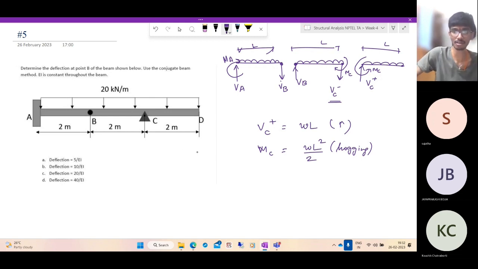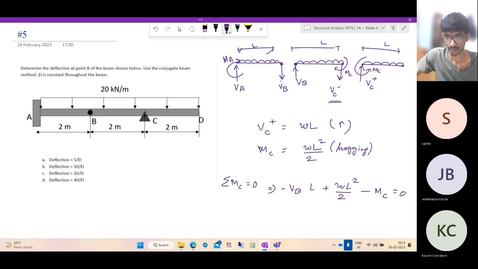So let's find out what is VB. To find VB, take moments about C. In that case, you get minus VB into L plus WL square by 2. Why that plus WL square by 2? Because WL is acting at L by 2. And then what else? You also have the moment at the point C itself, which is in the clockwise direction. So minus MC equal to 0. But MC itself is WL square by 2. So these two cancel each other, which implies VB is 0.